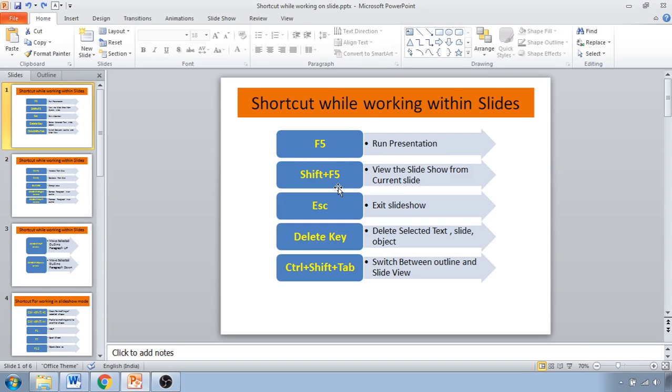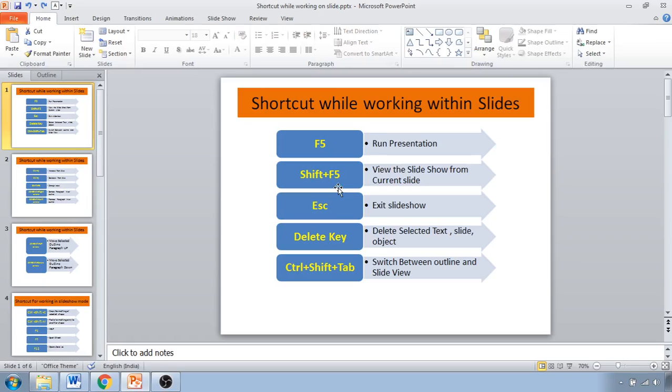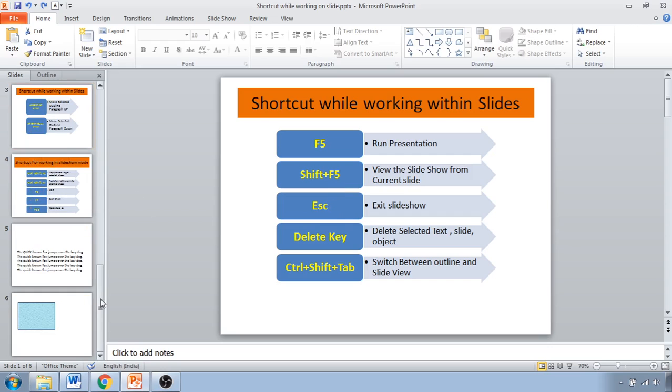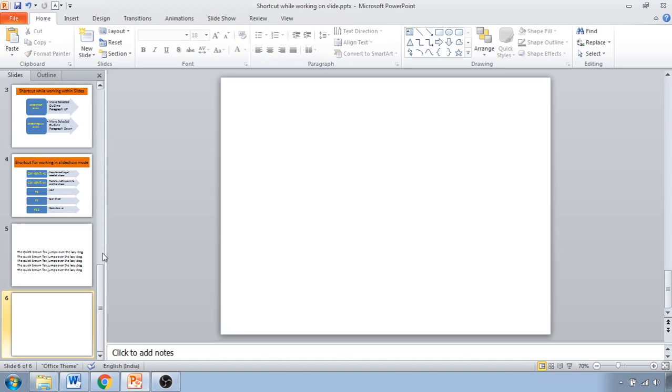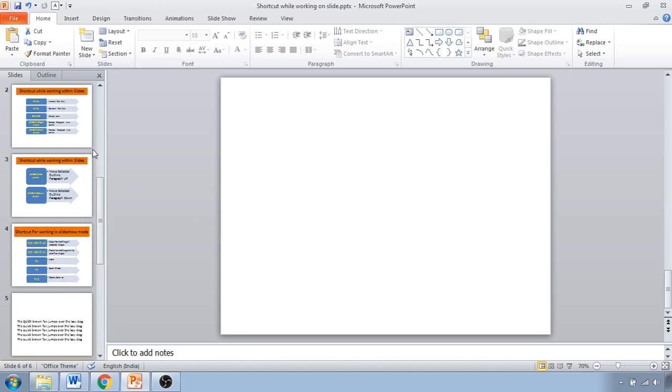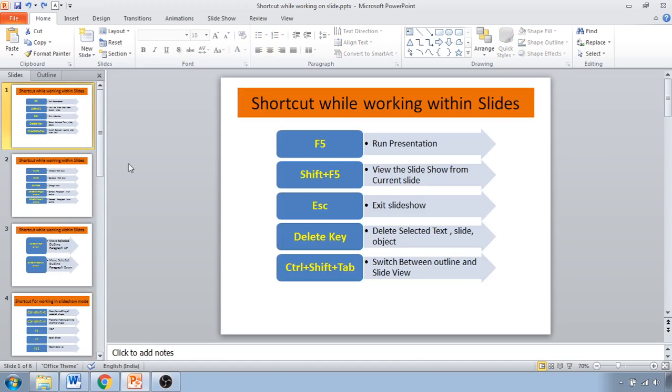Now once you start a slideshow mode, if you want to come out of that slideshow mode, then you have to press the Escape key. That is the use of the Escape key. Now the Delete key: if you want to delete any object, like this object I want to delete, then select that object and press the Delete key. Whichever object you want to delete, just press the Delete key after selecting it.